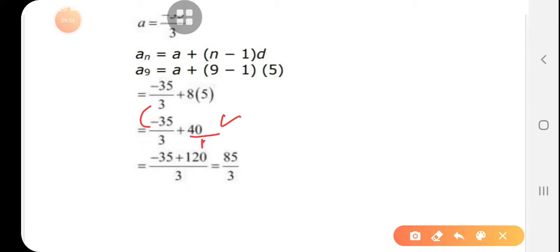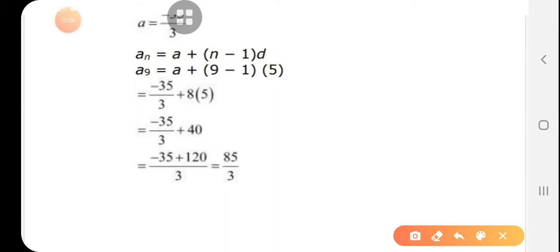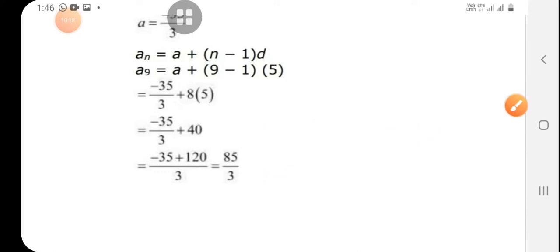So the LCM of 3 and 1 is 3. Here minus 35 plus 3 into 40, that is 120. So we got minus 35 plus 120 by 3, that is 85 by 3. So this is a9. These are the things we had to find out. Thank you.